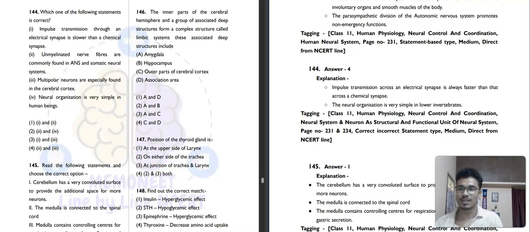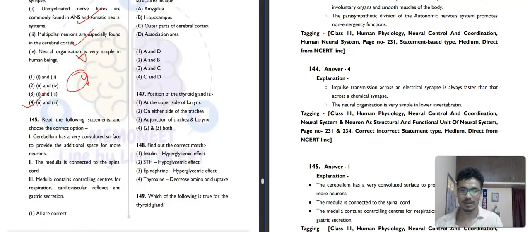Which of the following statement is correct? 144. Impulse transmission through an electrical synapse is slower. No, this is faster. Unmyelinated nerve fibers are commonly found in ANS and somatic neural system. Correct. Multipolar neuron are especially found in cerebral cortex. Correct. Neural organization is very simple and very complex. So fourth option is our correct one.